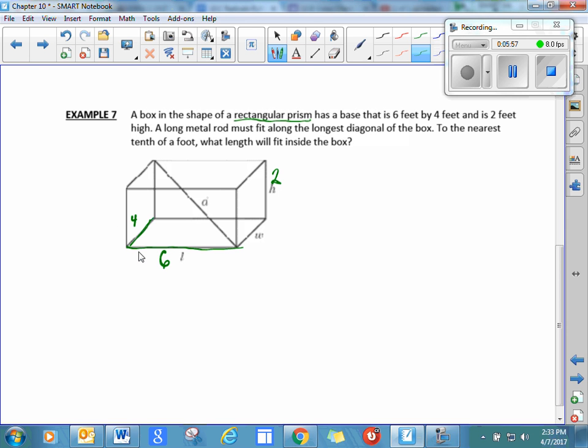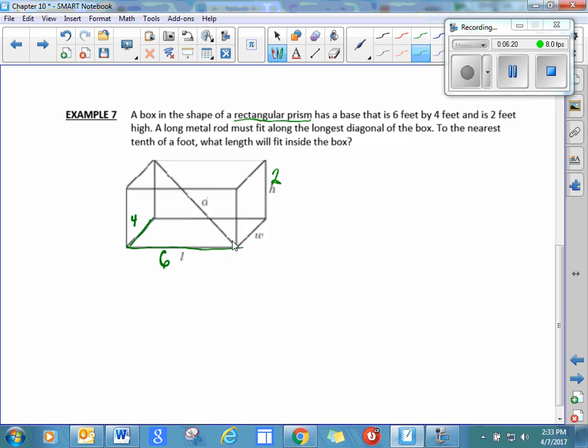They're trying to fit a metal rod along the diagonal of the box. So from the upper corner to the front bottom, they're going to fit a long metal rod, and they want to know what's the length of that rod. What's the maximum length that they can fit?